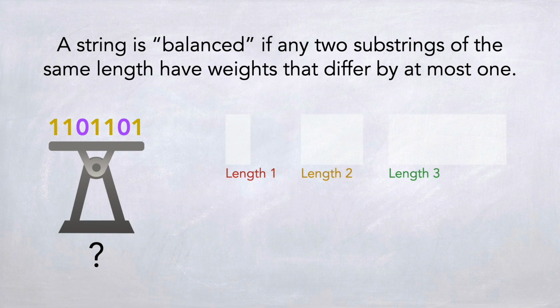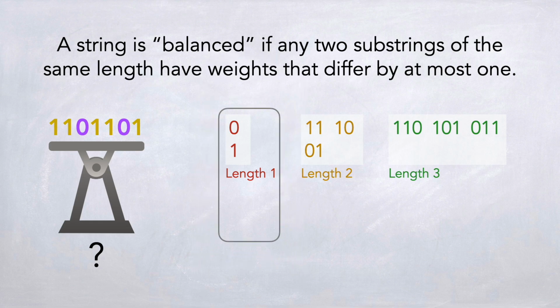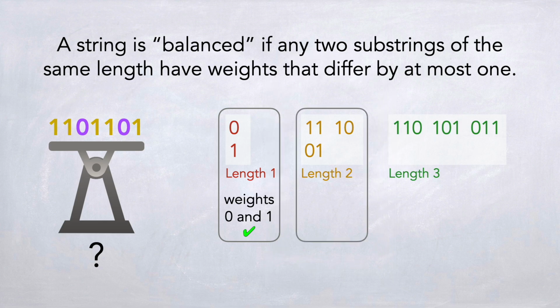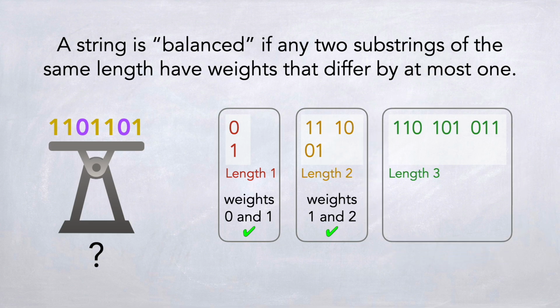The definition of balanced talks about substrings, so let's write out some of the substrings for this example. Then we need to look at substrings that have the same length. There are only 2 substrings of length 1. Their weights are 0 and 1. Those weights are no more than 1 apart from each other, which is exactly what we want. The substrings of length 2 have weights of either 1 or 2 depending on the substring, so if you look at any 2 of them, their weights will differ by at most 1. For length 3, it's even easier. All of the substrings of length 3 have weight 2, so any 2 substrings of length 3 will have weights that differ by 0, and that's all right.